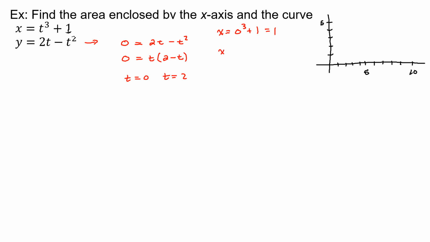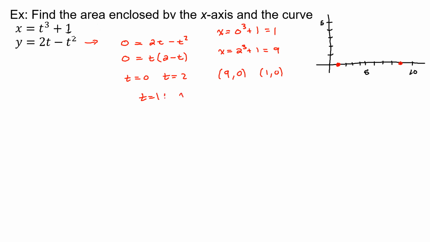Or if I plug in the 2, I'll get 2 cubed plus 1, which is 9. So that'll give me two different sets of points, either 9, 0, or 1, 0. So I'm starting here, and I'm going to there. And so you may want to plot a point somewhere along the way to see how it looks in between. So let's just pick what if t were 1.